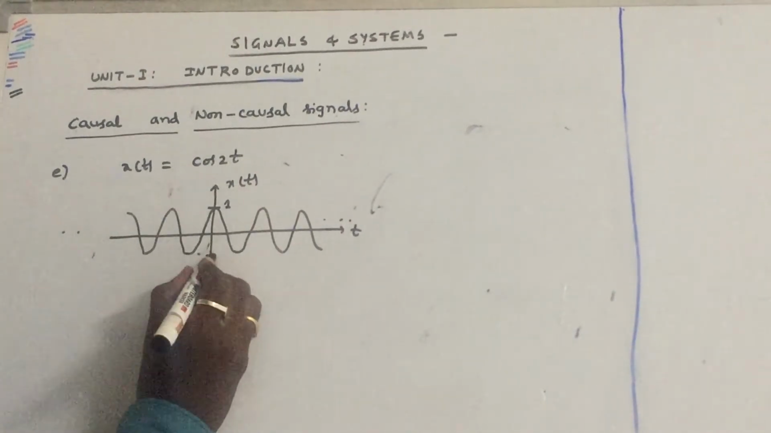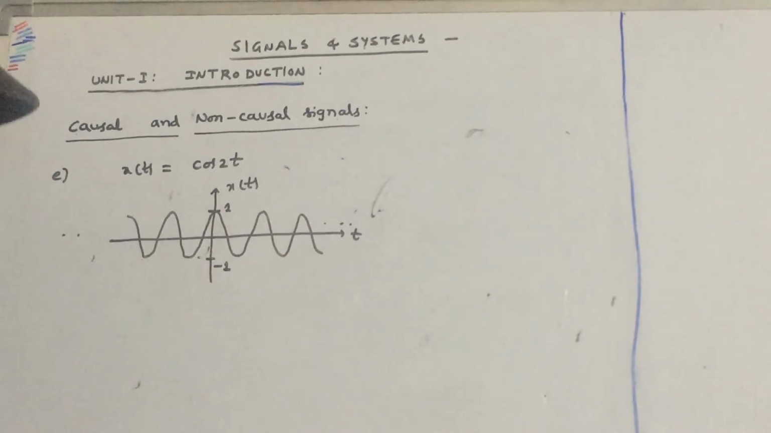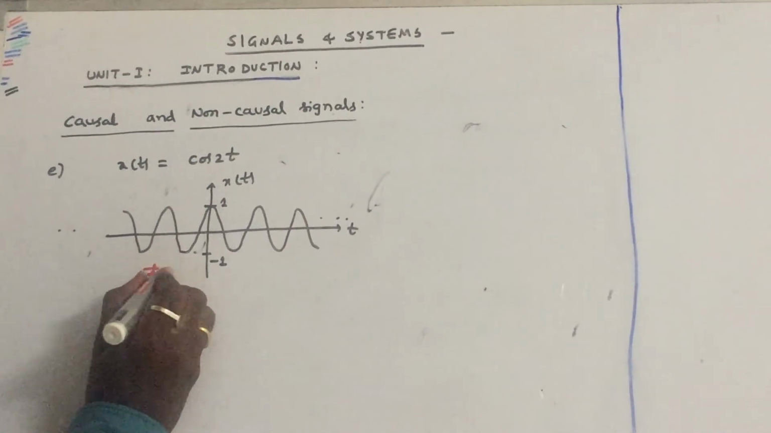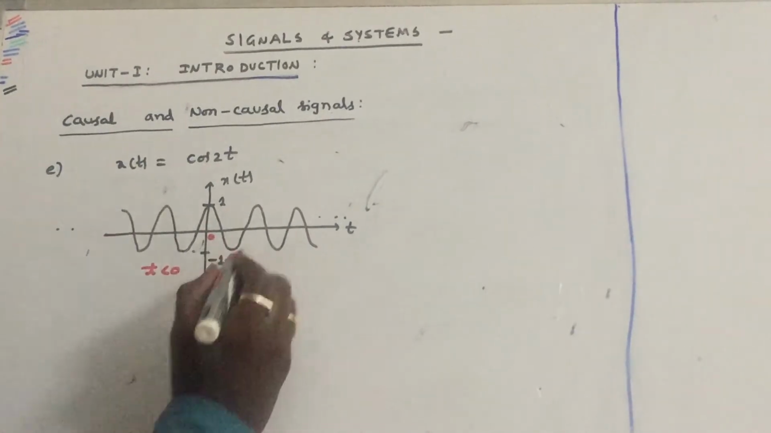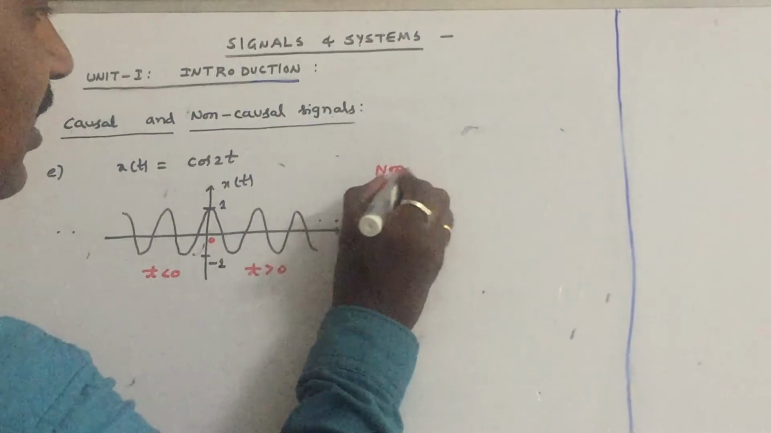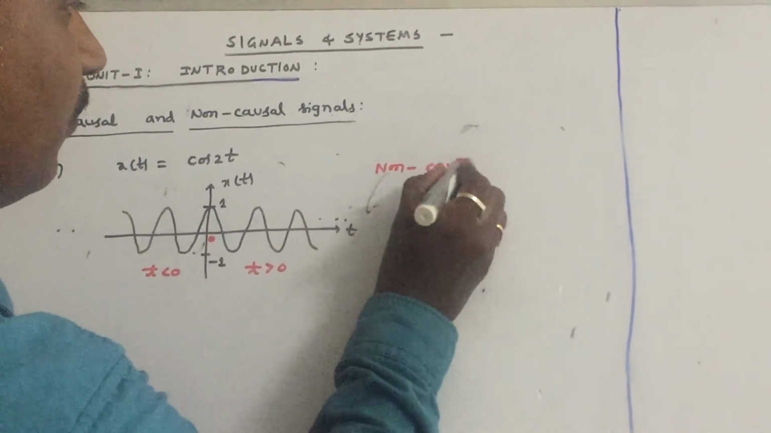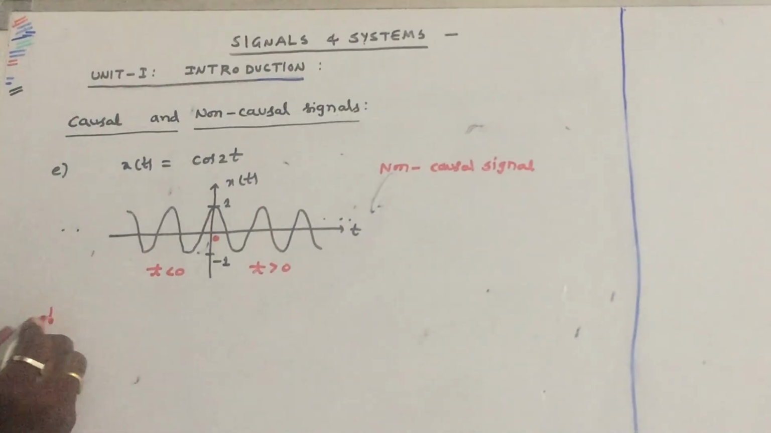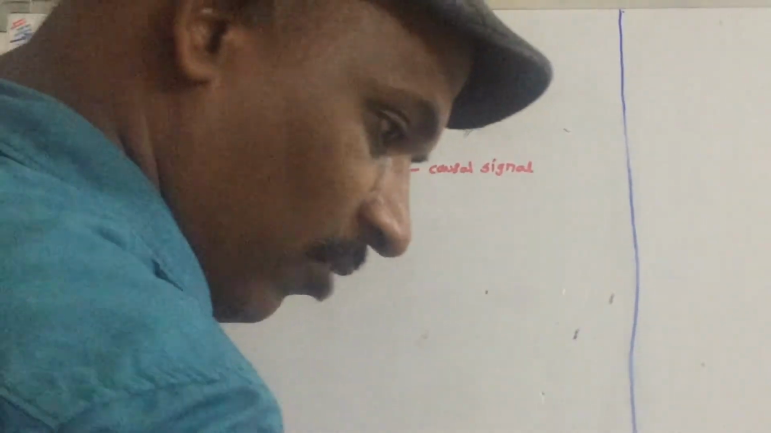If you substitute t is equal to 0, cos 0 is 1. So the amplitude oscillates between 1 and minus 1. You can see that the signal exists for t less than 0, and if you take 0 here, the signal exists for t greater than 0 as well. So what kind of signal is this? This is a non-causal signal. So in this way, you can answer this question.